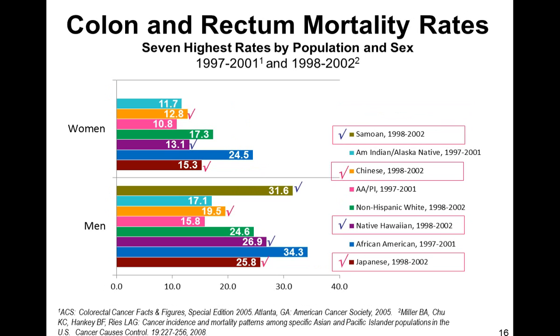The same thing with cancer mortality as well. And if you break it down, you see, for example, that the Samoan population, Samoan men have the highest death rates from colorectal cancer than any other group. And I guess for women, again, Chinese women are also standing out as having very high death rates from colorectal cancer. And the same with Japanese men as well, at 25.8%.